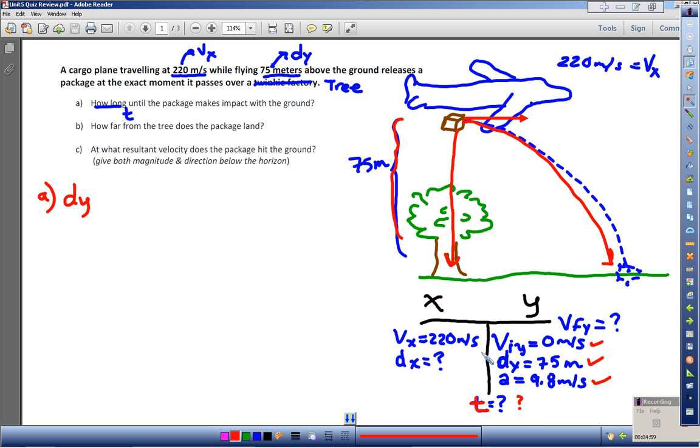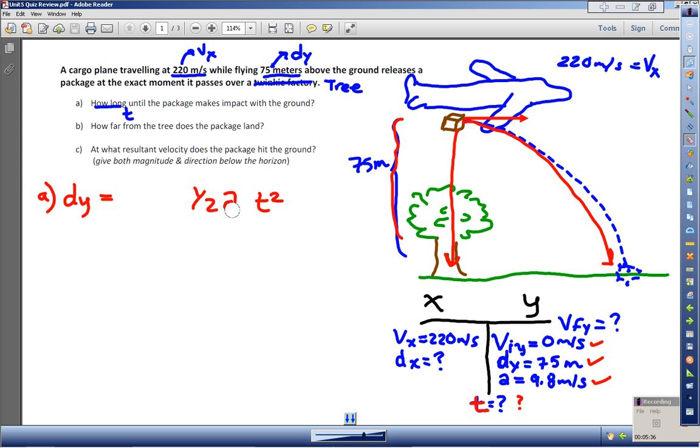Given this information, if you look at your reference table, you should see this equation, that the displacement is equal to the initial velocity times the time plus 1/2 the acceleration times the time squared. But your book, if you remember, gave you a little shortcut with this equation when the object is dropped, or its initial velocity in the y direction is 0.